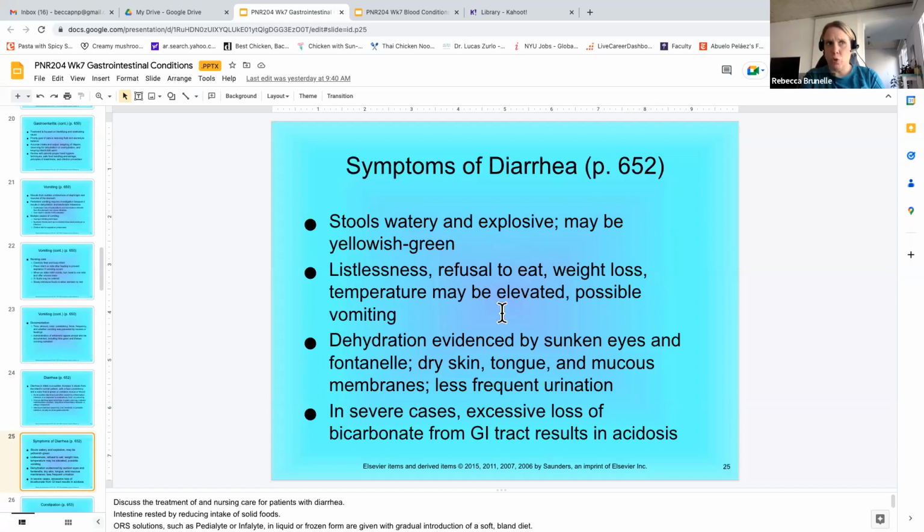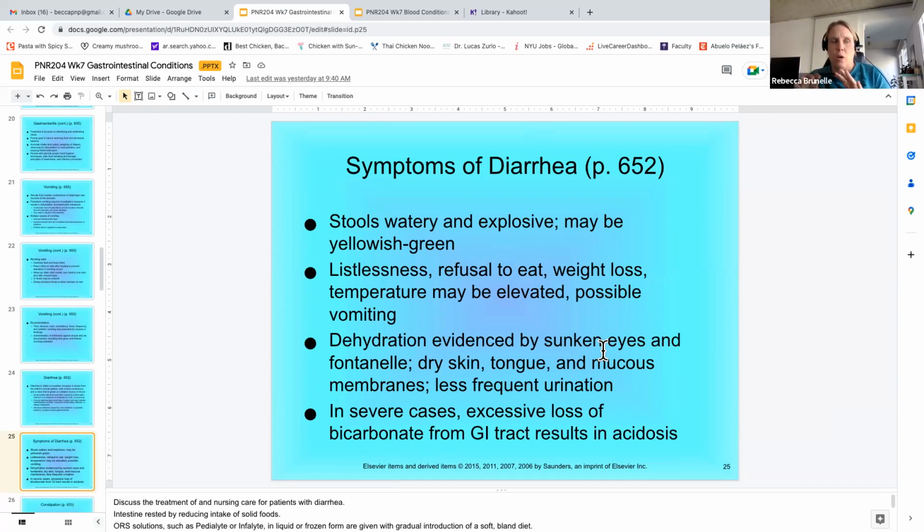Watery, miscolored stool can be smelly. If they're losing weight, if they have a high fever, if they're really listless, these are all symptoms that it could be infectious. They really potentially are getting dehydrated and need to come into the emergency room. And this is a point here: in severe cases, excessive loss of bicarbonate from the GI tract results in acidosis.